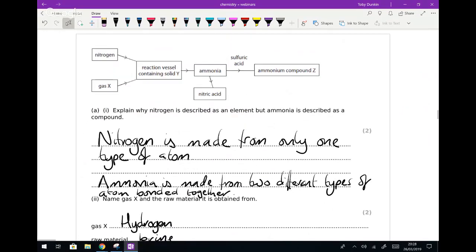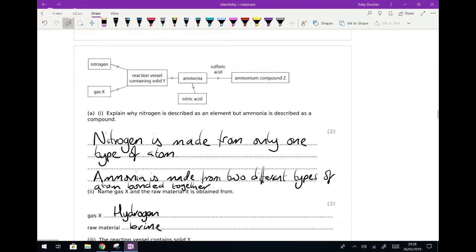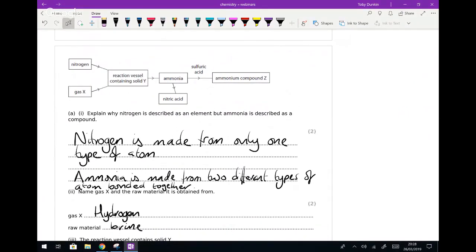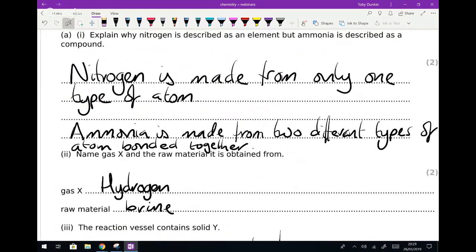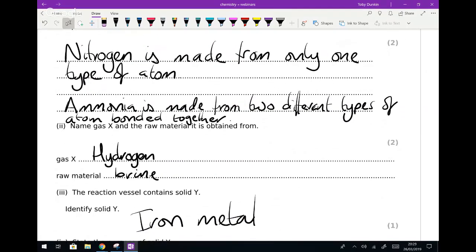Haber, you are not now expected to quote conditions, but they can give you a picture like this, a process picture. Explain why nitrogen is described as an element, but ammonia is described as a compound. Isn't that a sneaky way of asking you for a definition of an element and compound? Element, made from only one type of atom. Ammonia, made from two different types of atoms chemically bonded together.